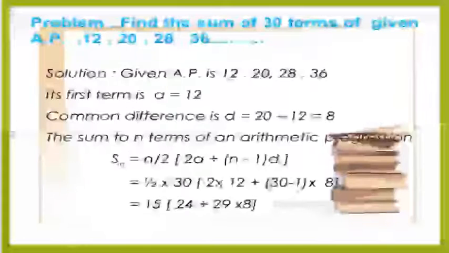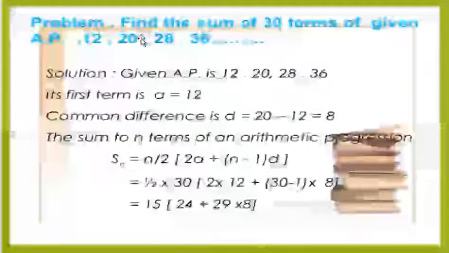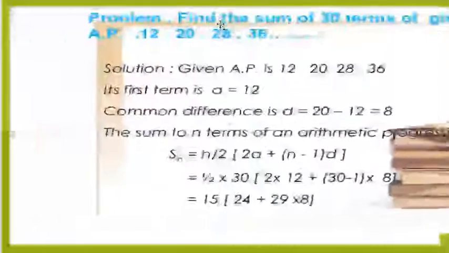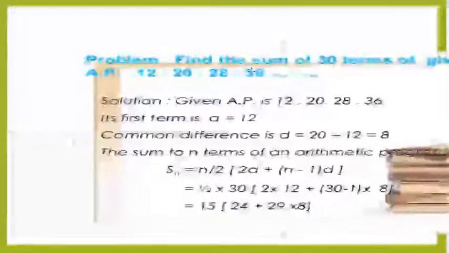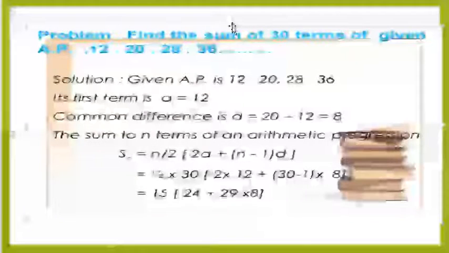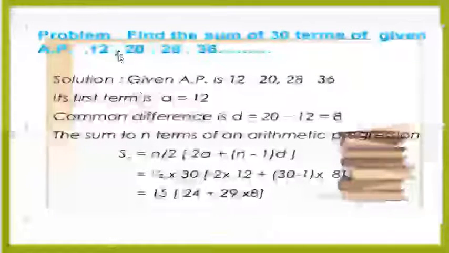Now we'll see the next example. Find the sum of the 30 terms of the given AP: 12, 20, 28, 36.